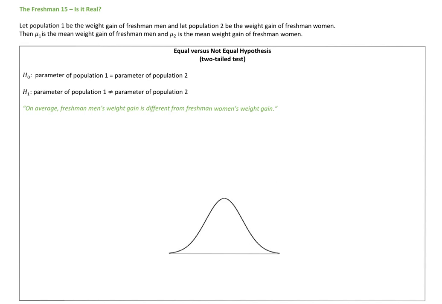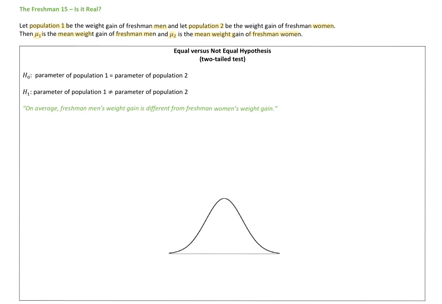So first thing that we need to do is we need to define our two groups, which are called the two different populations. So let's let population one be the mean weight gain for freshman men, okay? And then let's let population two be the mean weight gain for freshman women. Then using the notation, mu sub 1 is the mean weight gain for freshman men. And then mu sub 2 is the mean weight gain for freshman women, okay?